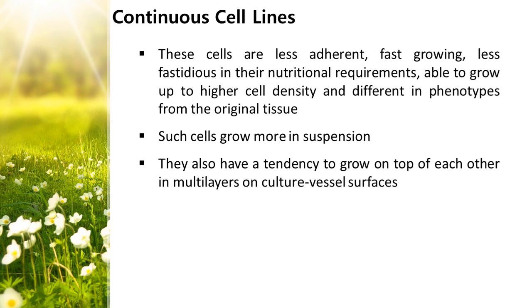The characteristic features of continuous cell lines: they are less adherent, fast growing and less fastidious in their nutritional requirements. Fastidious means they require some special nutritional elements to grow. Less fastidious means there are no conditional requirements. If fundamental nutrients are available, they can grow by utilizing those, and they grow in the form of suspension. They have the tendency to grow on top of each other, which we call multilayers. Growth occurs in multilayers on the culture vessel surfaces.